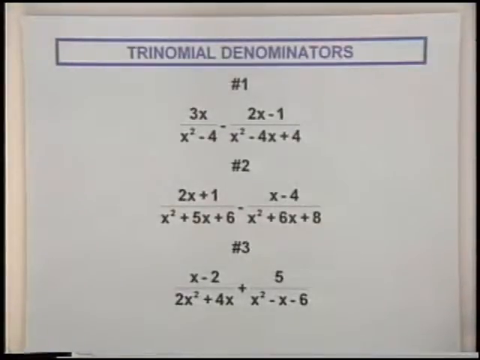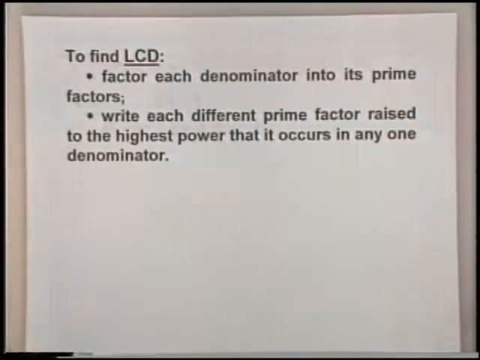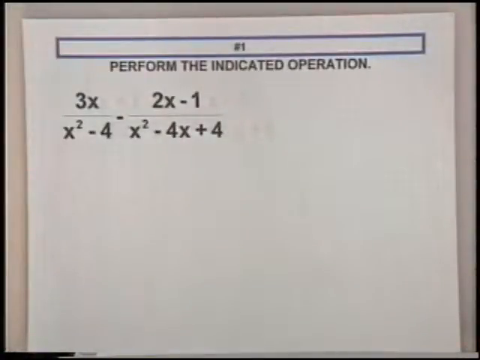Trinomial denominators. Here are the problems I shall work in this set of problems. I'd like to begin by reviewing how to find the least common denominator. To find the LCD, we first factor each denominator into its prime factors. Then write each different prime factor raised to the highest power that it occurs in any one denominator. Let's begin with problem 1.